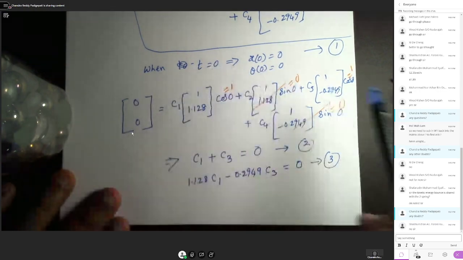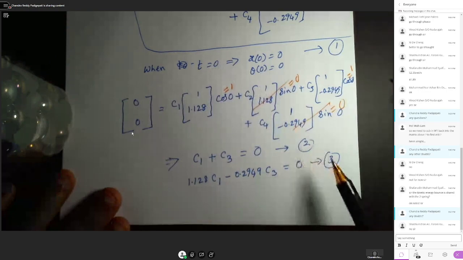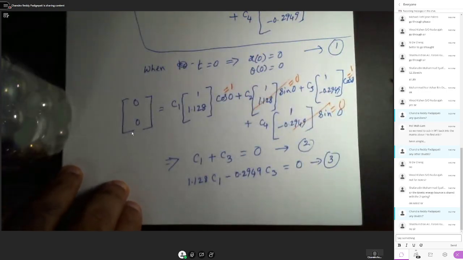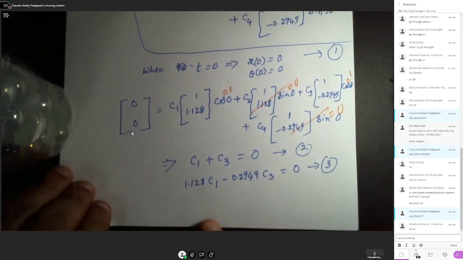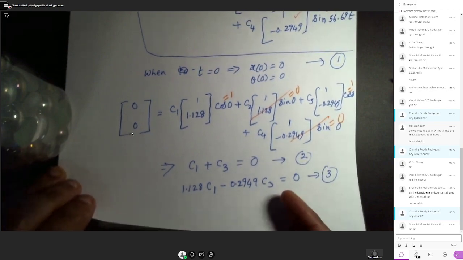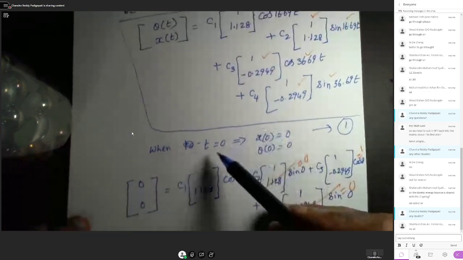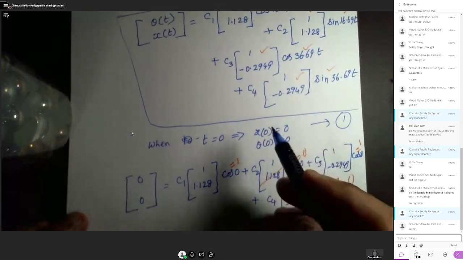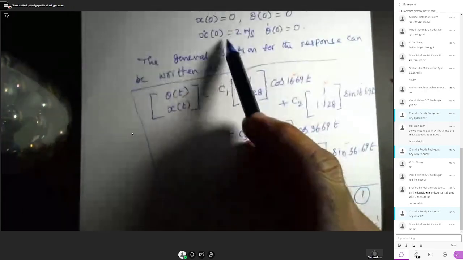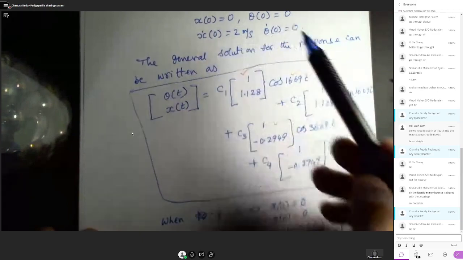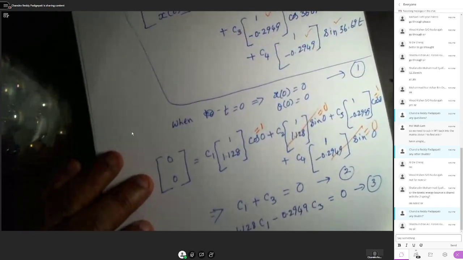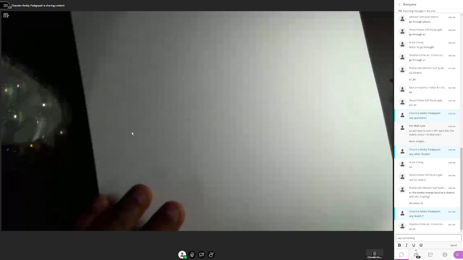Okay, so this is when time t is equal to 0. So you end up getting two equations. Similarly, can I take this out? All right, so next what I'm going to do is substitute when t is equal to 0, applying the velocity is 2 and the angular velocity is 0. Then I'll be getting two more equations.